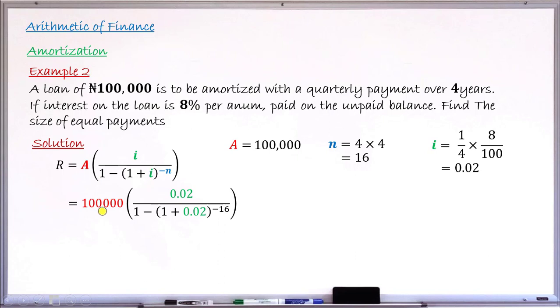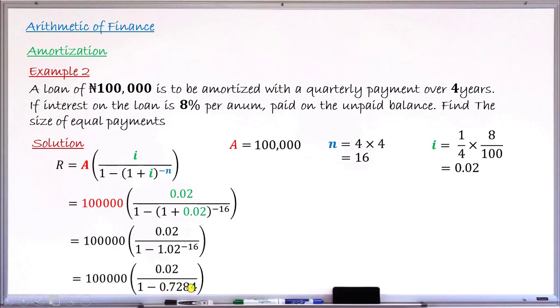R will now be equal to A, which is now 100,000, multiplied by the bracket. Inside the bracket, your I is 0.02 over 1 minus bracket open 1 plus 0.02, that is your I, and that bracket raised to the power minus 16. 16 is your N. So we continue. What I'm going to do next is to add 1 and 0.02. That gives me 1.02. Next I'm going to find 1.02 raised to the power of minus 16. If you do that with your calculator, it will give you the answer 0.7284.